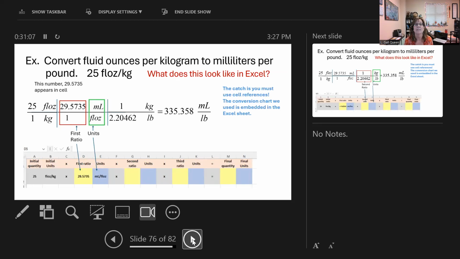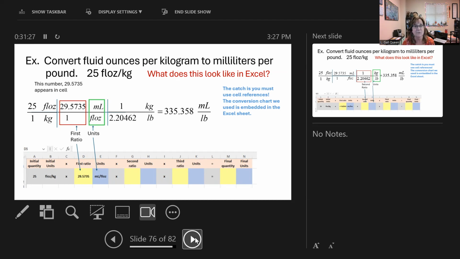Just know that if you go to that yellow cell and you type in the number 29.5735, it will not give you the green font telling you that you did it correctly. They don't want you to type in the number. They want you to type in the cell references. Okay, so make sure you pay attention to that.